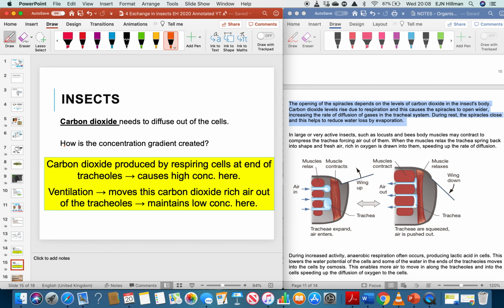On the flip side of that, carbon dioxide needs to diffuse out of the cells. So carbon dioxide is produced by the respiring cells at the end of those tracheals. So the respiring cells have the highest concentration, then the tracheals, so it moves from the cells into the tracheals, and then ventilation moves the carbon dioxide rich air out of the tracheals, out into the atmosphere. And then more air moves in, which would have a lower concentration of carbon dioxide, and that repeats.